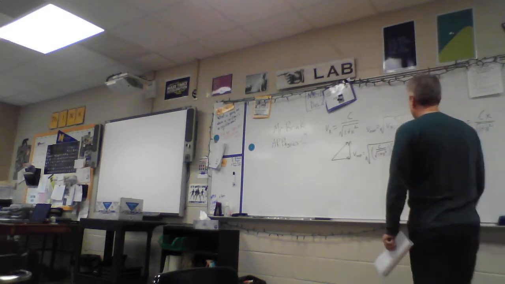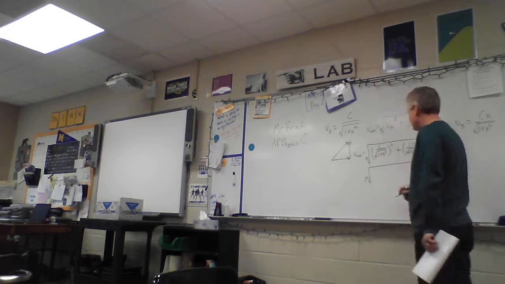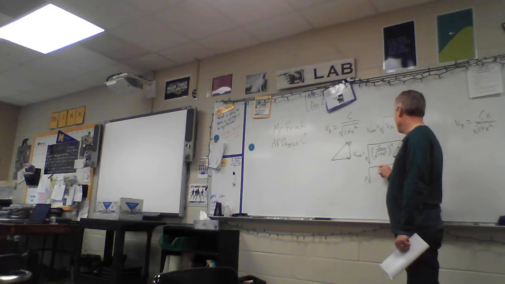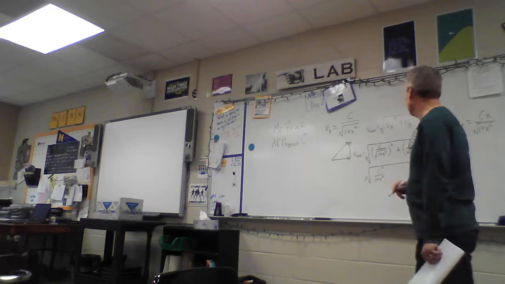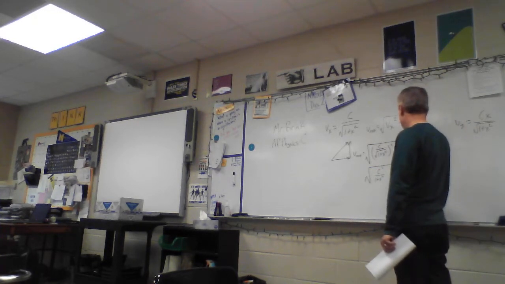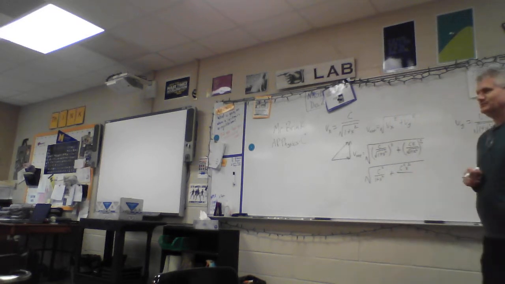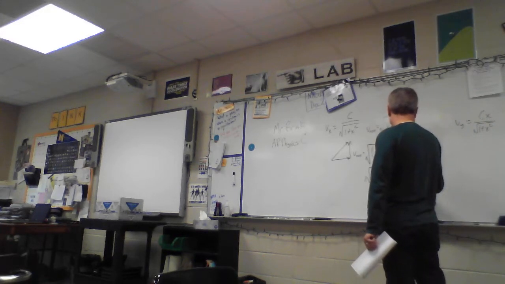Alright, so when you plug it in, if you square this, top becomes c squared, bottom becomes 1 plus x squared. Square cancels the square root. Over here, square the top, you get c squared x squared. Bottom, again, cancels out the square root.